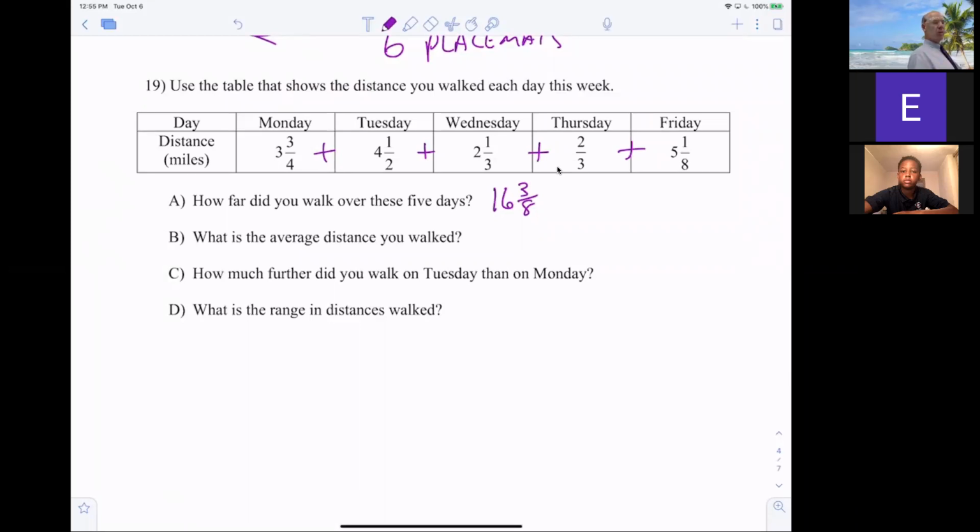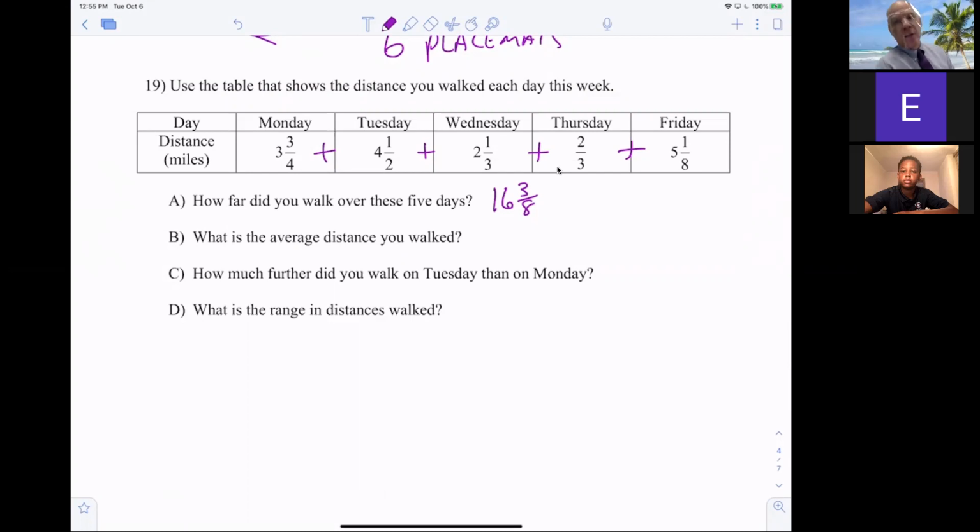Mr. Shao, I said I got 17. Okay, but I think you made a mistake with your addition. I think it's supposed to be 16 and 3/8. Re-add it for me on your calculator. Do me a favor. Okay, I tried not to use my calculator.